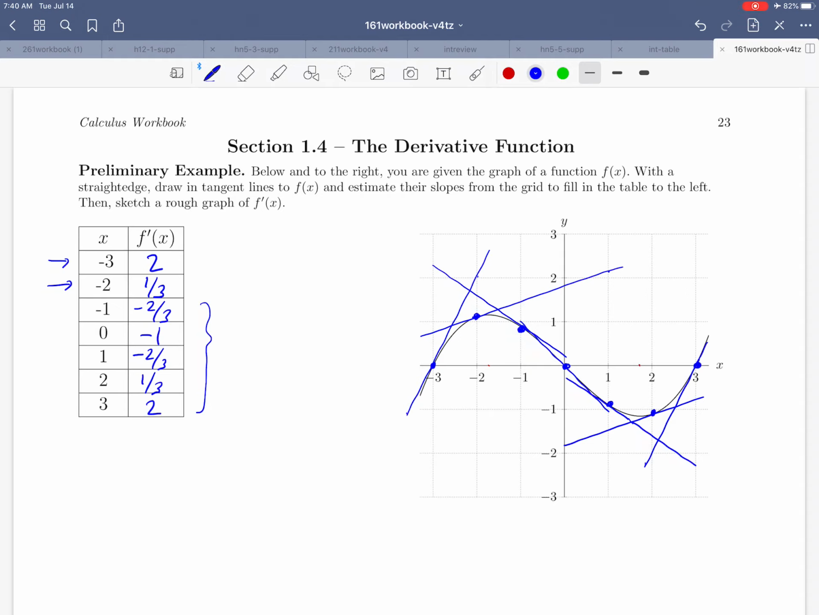All right, well, what we're about to do then is to draw a graph of what's known as the derivative function. And just so that our graph over to the right here doesn't get too busy, I'm going to go ahead and erase the tangent lines that have been drawn in. So let's get rid of those.